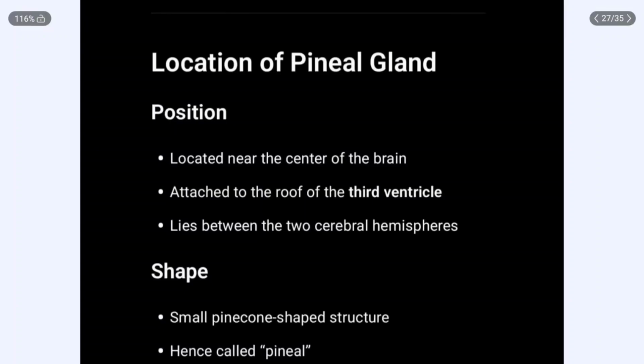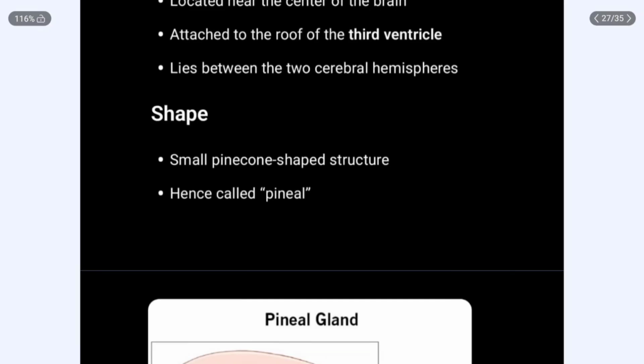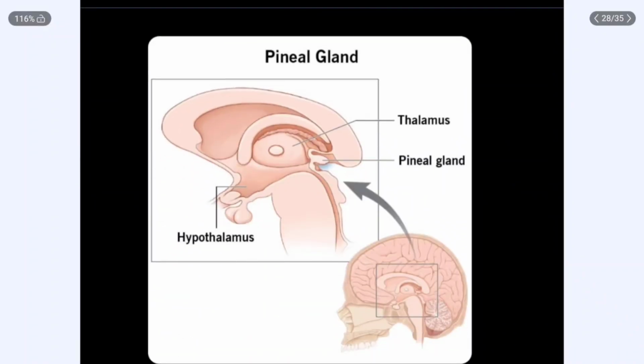Now where is it located? It is located near the center of the brain, attached to the roof of the third ventricle, and lies between the two cerebral hemispheres. It is a small pine cone shaped structure, hence called the pineal gland. We can see the pineal gland here, and below it there is the hypothalamus, and above it there is the thalamus.